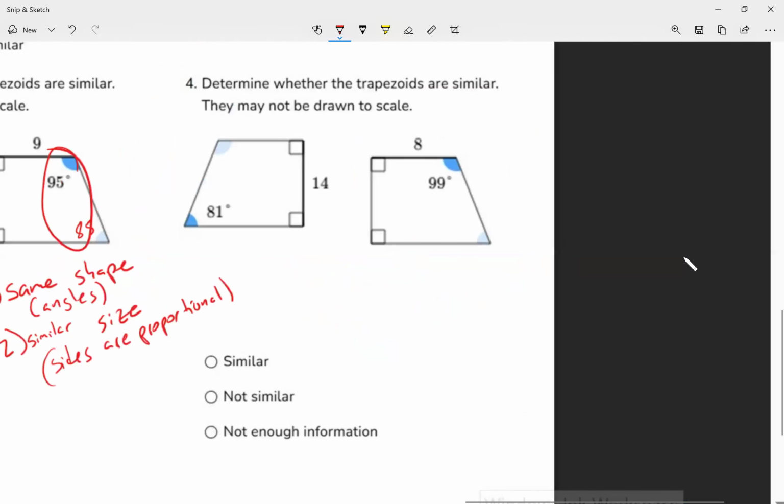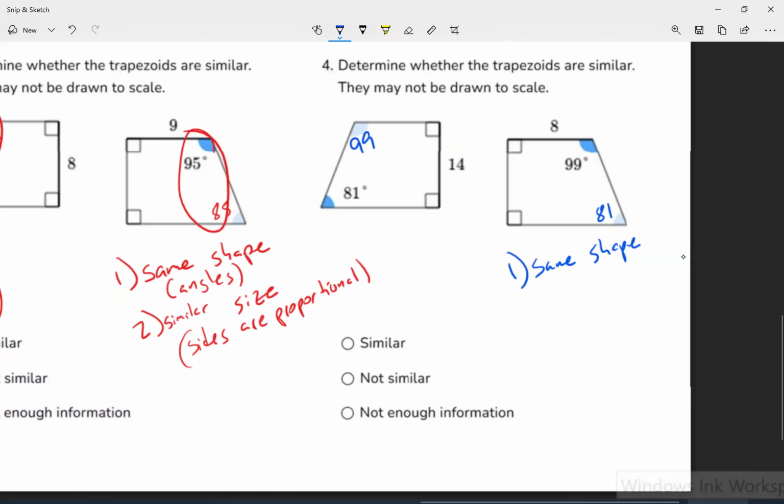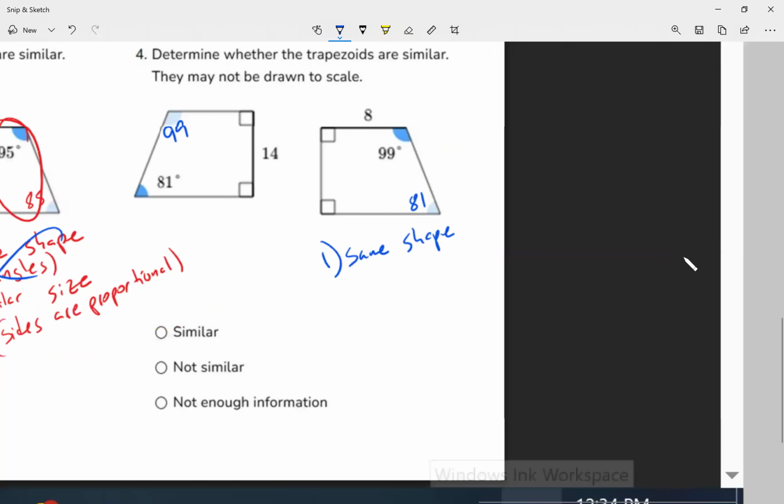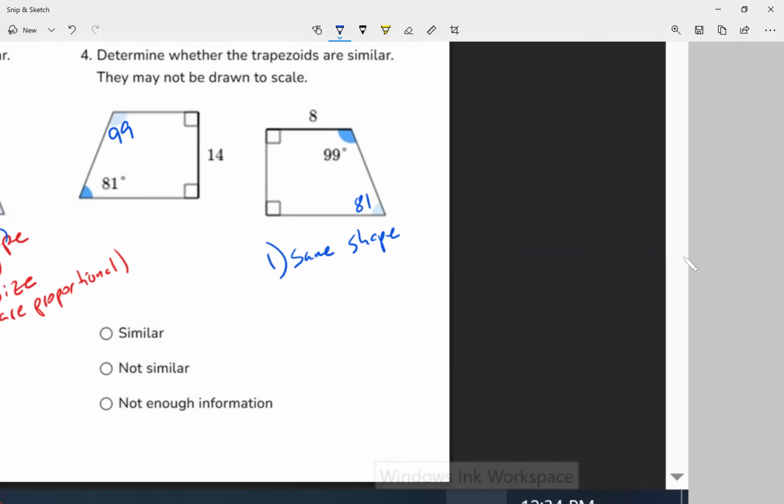Okay, let's take a look at this one. I'm going to say my angles, if one angle is 81, I'm going to say the other one is 99. Why? Because they have to add up to 180. Same thing on this side. 99, this is 81. These two have to add up to 180. So same shape. In this case, it does meet it. Question number 1, it didn't meet same shape, so we don't care about the size. Here, same shape. They have the same angles. The angles are exactly the same thing.